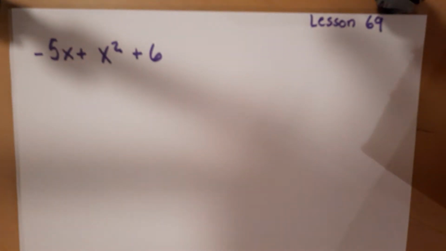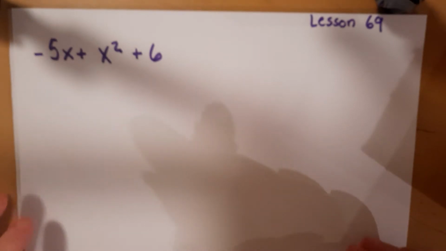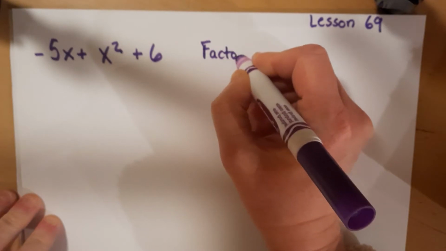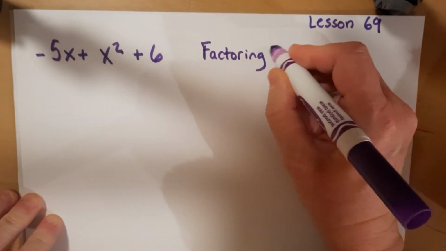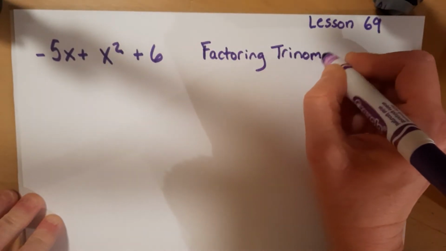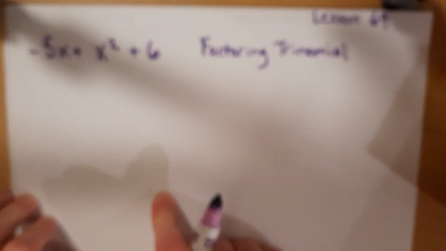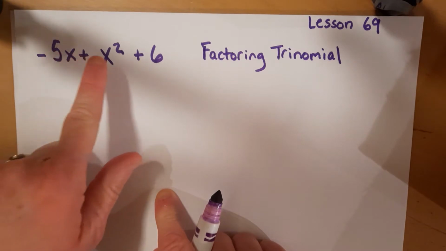Now we're going to move on to lesson 69, and I'm going to go over this quite briefly because we did go over it a lot in class. This was when we talked about factoring trinomials. A trinomial is simply a term that represents something like this. It's a representation of a number that has three terms.